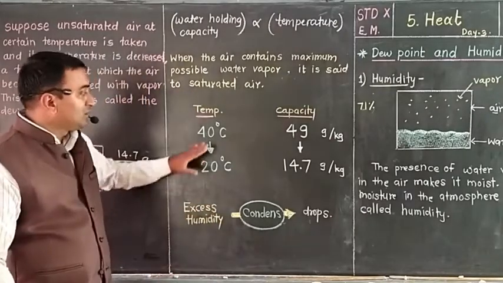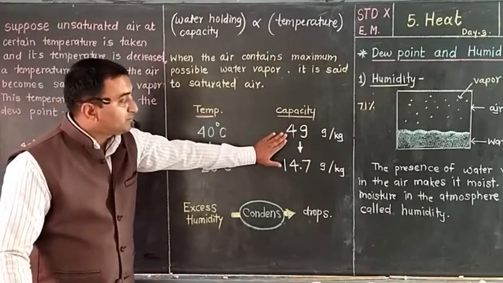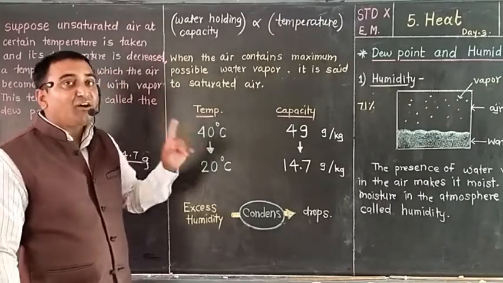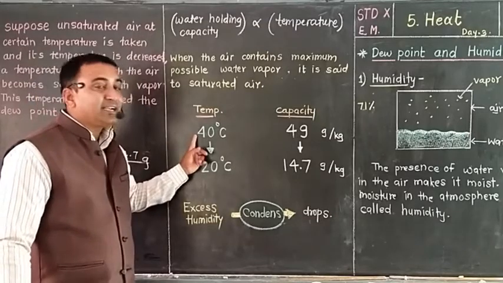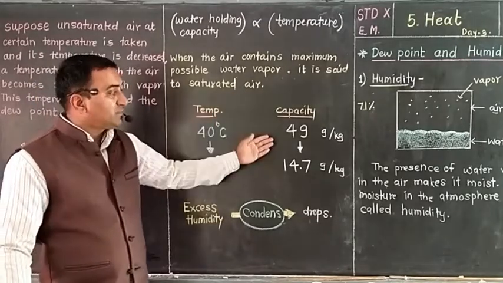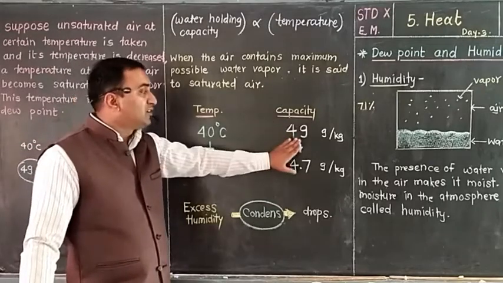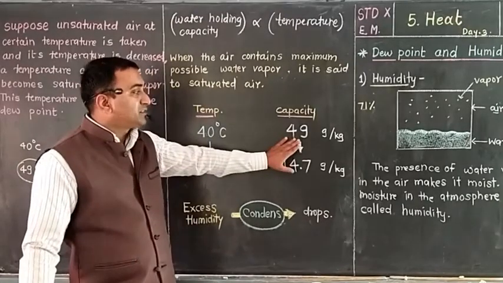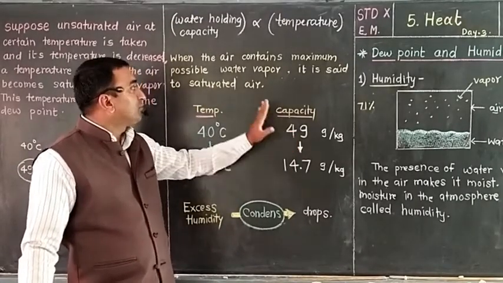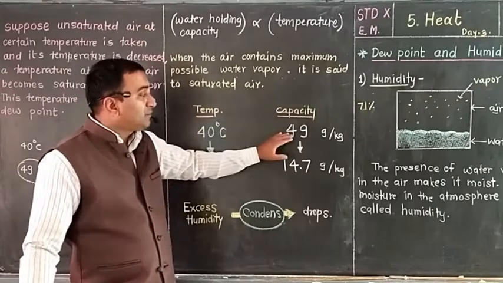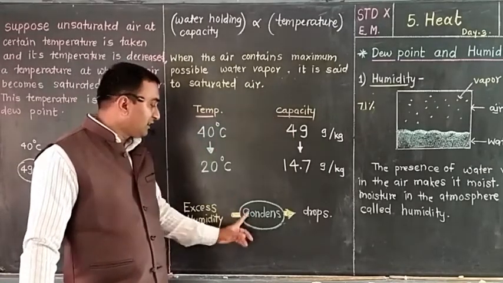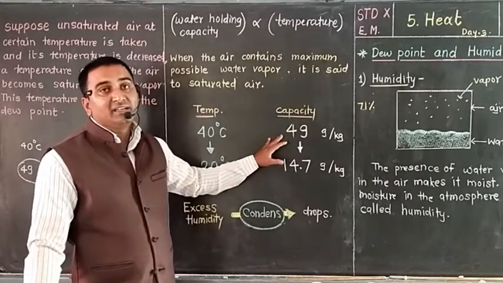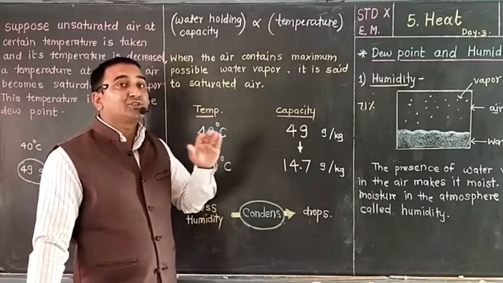Suppose now this is the limit. If this limit is reached, that means the temperature of the 1 kg air block is 40 degrees Celsius and the water vapors available within that air block are 49 gram per 1 kg. That means the maximum possible water vapors are there. If a little extra water vapor is there, definitely it will condense. So if the condition is like this, this air block is considered saturated air.